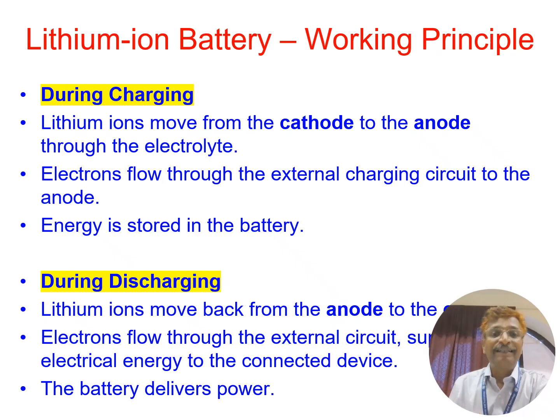During discharge, what happens? Exactly the opposite. Lithium ions move back from the anode to the cathode, and electrons flow through the external circuit from the anode side. So the battery delivers power. So this is the simple concept and principle behind the lithium ion battery.